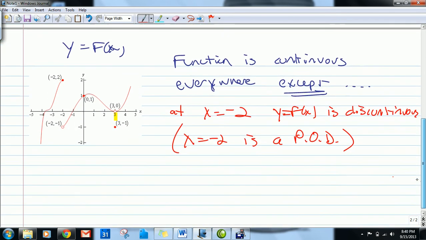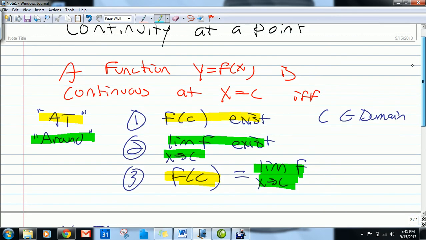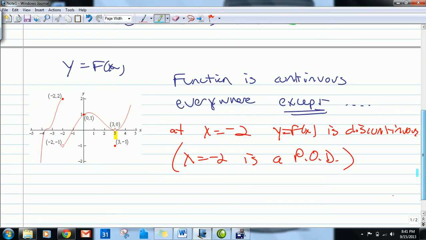I'm going to note that the function does exist at -2. -2 gets turned into 2. So -2 is part of the domain, so if I'm going through this algorithm, f of -2 exists. Check. Well, let's move on to the limit. So it's well behaved at that point. It is defined at least at -2. How about the limit as x is going to -2?